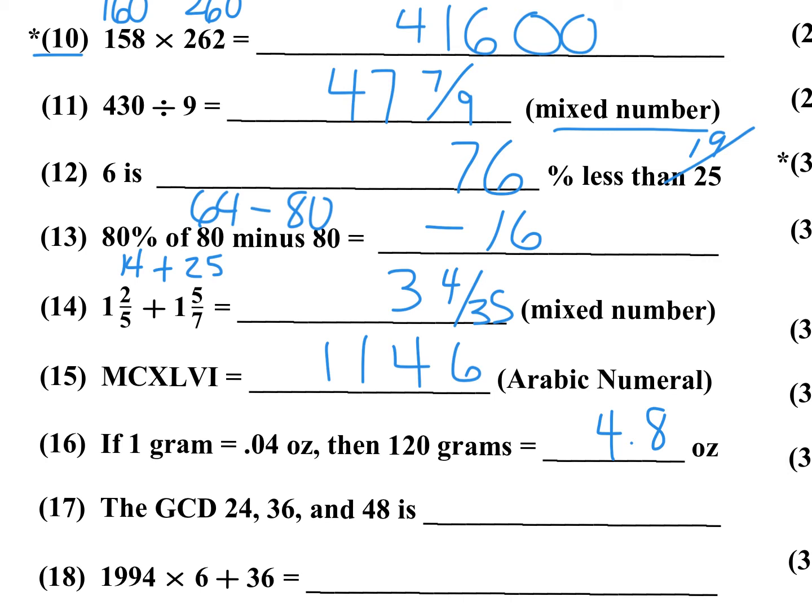Number 17, greatest common factor, greatest common divisor for 24, 36, and 28. Look at the difference here. That's 12, and that's 12, and 12 goes into all of them. So the answer is 12.